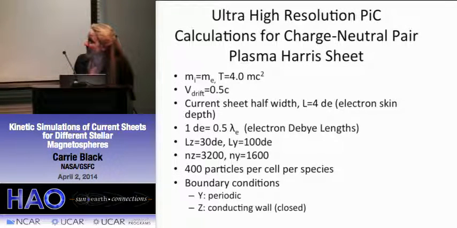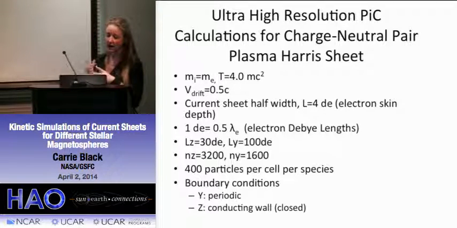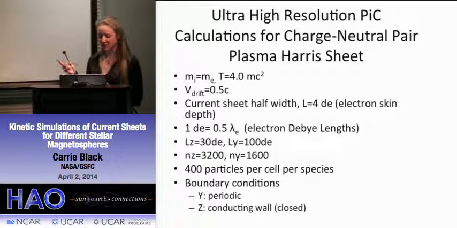Okay. So this is what we've got so far. This is a benchmark of a relativistic, semi-relativistic Harris sheet, charge neutral, but pair plasma, right? So electron mass is equal to ion mass, and their charges are the same. Now, I say this semi-relativistic because the astrophysicists looked at this and said, oh, you're only at 0.5, your drift speed is only 0.5 C.